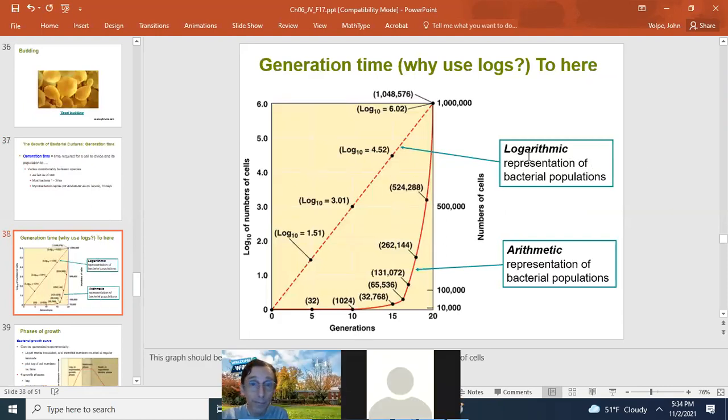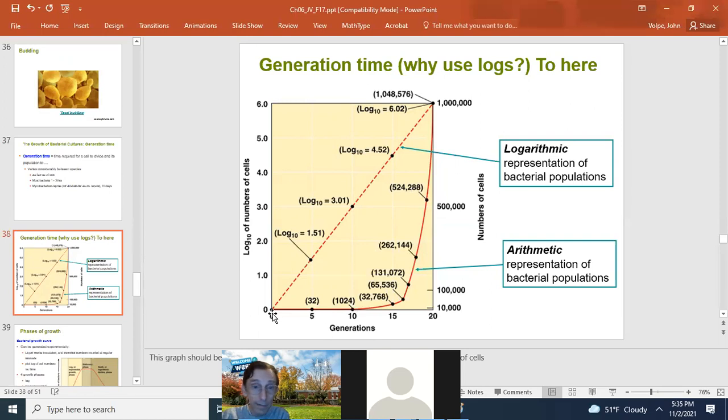Microbiologists like to graph the generation time on a semi-log plot. So you put the log of the number of cells on the y-axis, and then the x-axis is just the number of generations. So this is a semi-log plot because the x-axis is, I guess, a linear numerical numbering system. If we were to have it numerical numbering system on the y-axis, and we were to plot the growth, it would look like this, exponential.